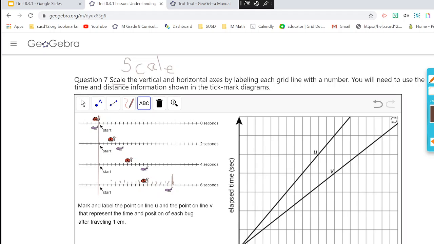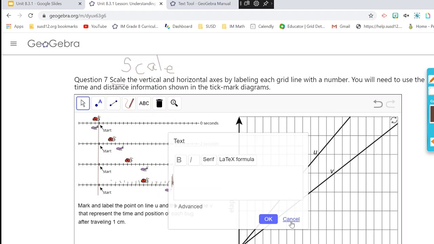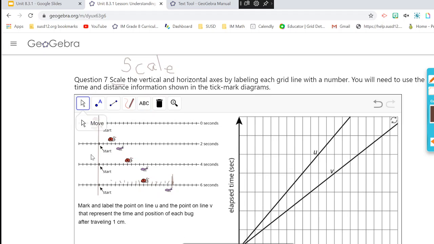I think some of these are kind of hard to see, so I'm going to try to move them around a little. Go to the Move tool, click on it. Yeah, it's still not moving. I'm not sure why. My arrows won't move it. Okay, my computer might be lagging, so it's not moving for me. That's fine. Let's go ahead and scale the vertical axis, elapsed time.